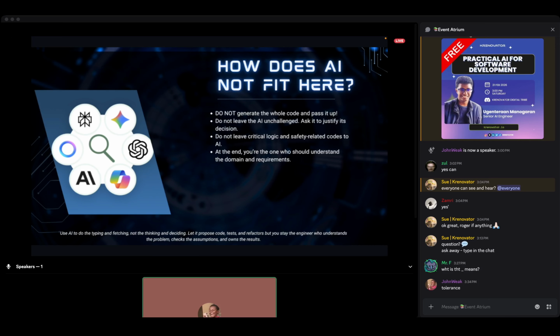All right. Now those kinds of safety related code, you don't leave it to AI, because AI is most probably going to screw that up as well. All right. So don't do that. It's far too important for you to just give it up to AI just like that.